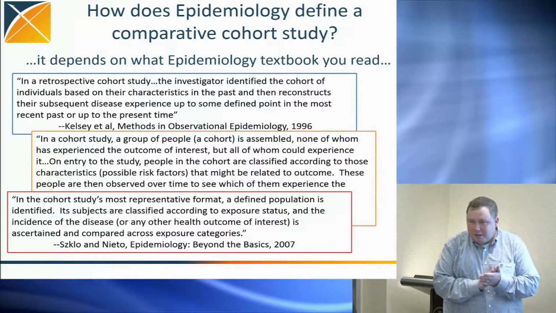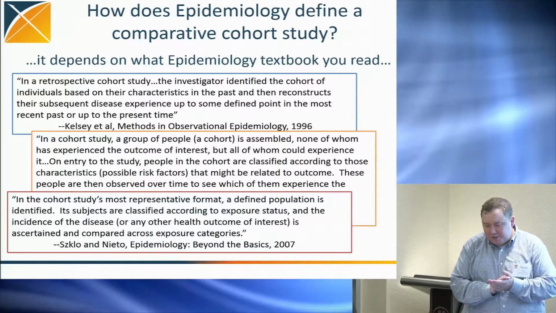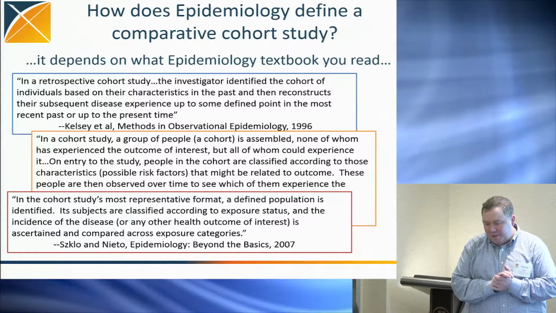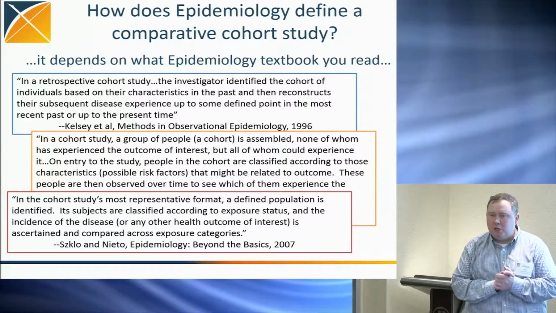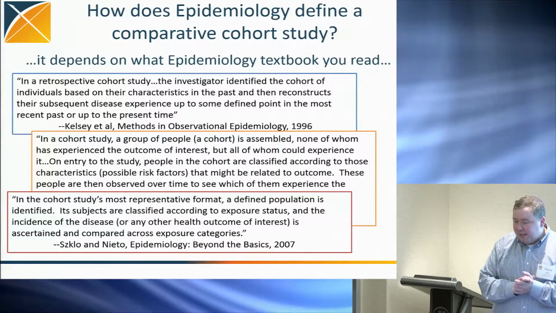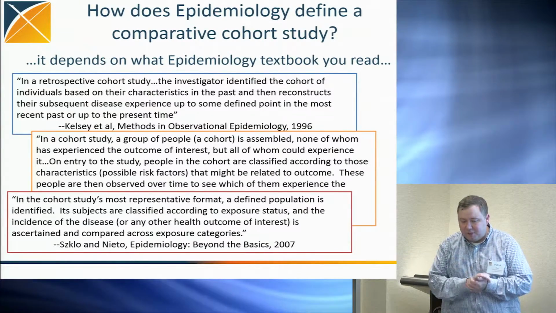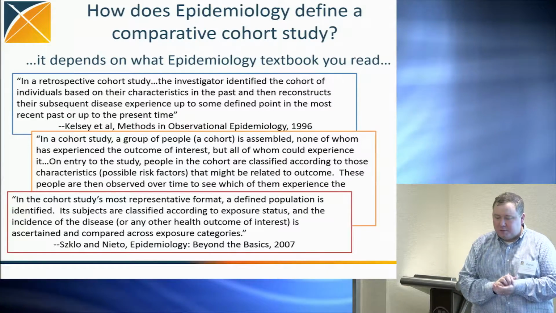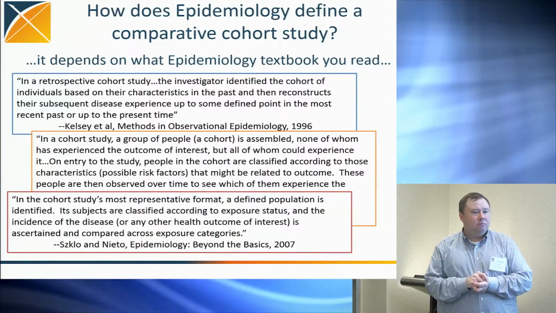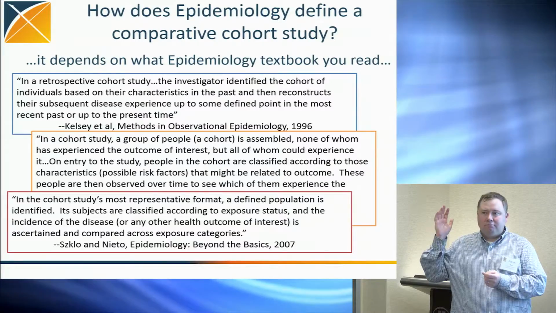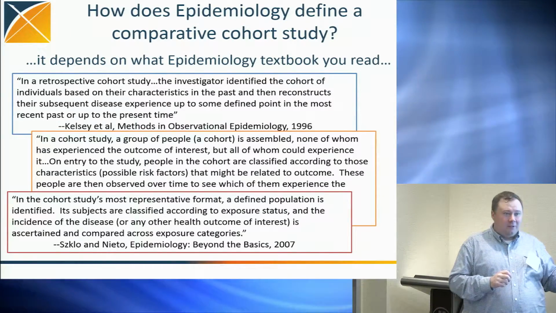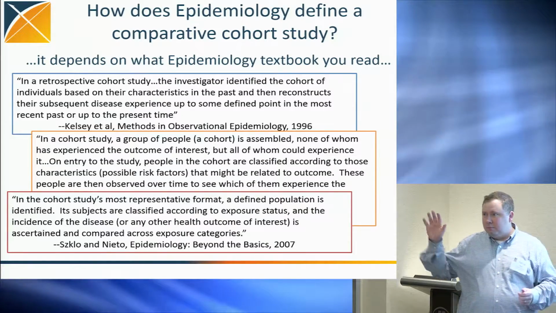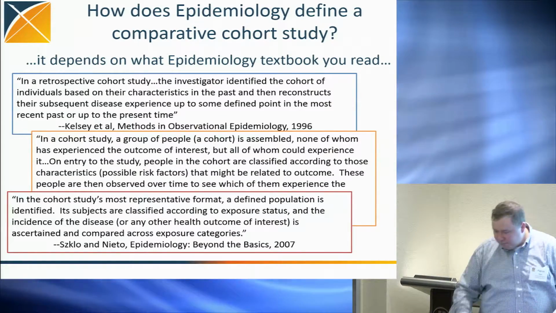Szklo and Nieto describe a cohort study's most representative format: a defined population is identified, its subjects are classified according to exposure status, and the incidence of the disease or any health outcome of interest is ascertained and compared across exposure categories. Something like that. This one's got a little bit of a comparative effectiveness kind of bent to it, yeah? We've got a couple hands on that one, maybe? Yeah, okay.